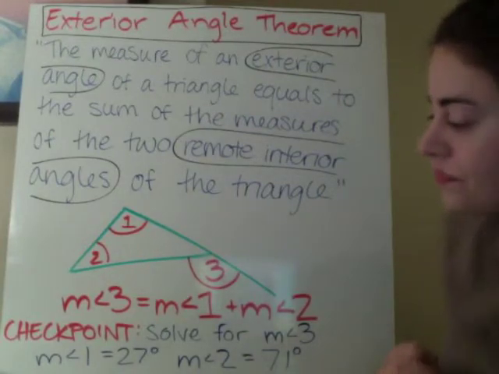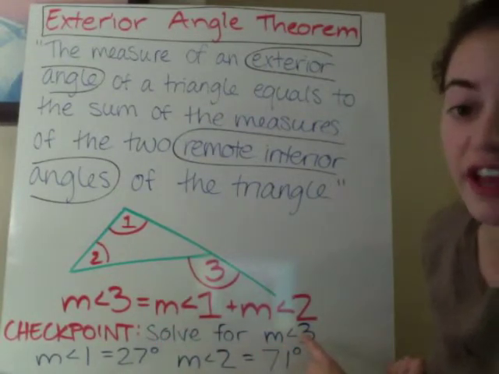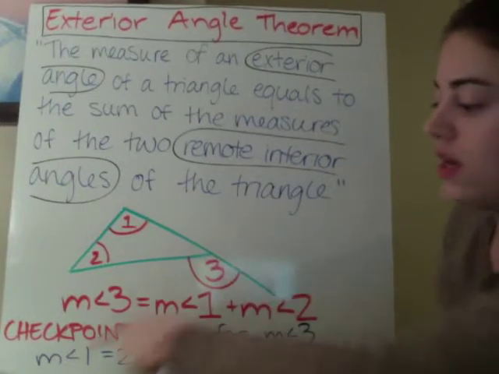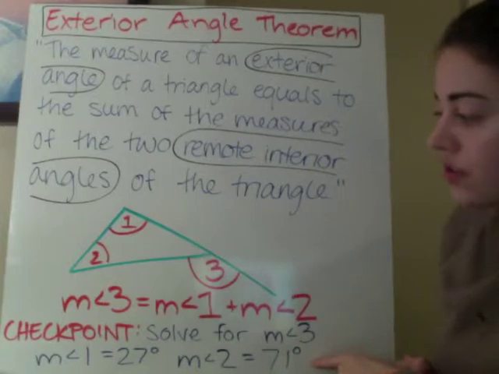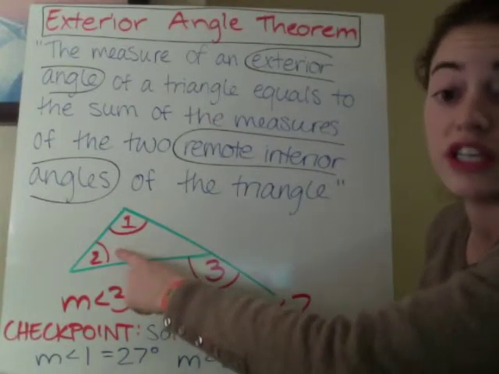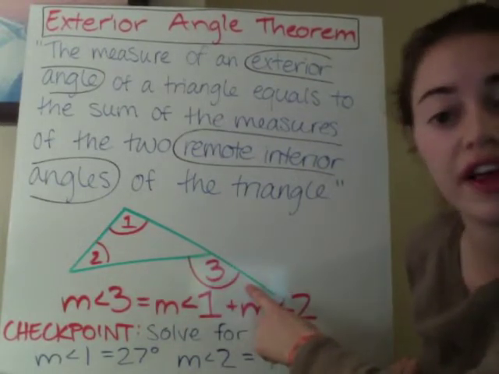Checkpoint problem. Solve for the measure of angle 3 using this figure. The measure of angle 1 is 27 degrees. The measure of angle 2 is 71 degrees. What's the measure of angle 3?